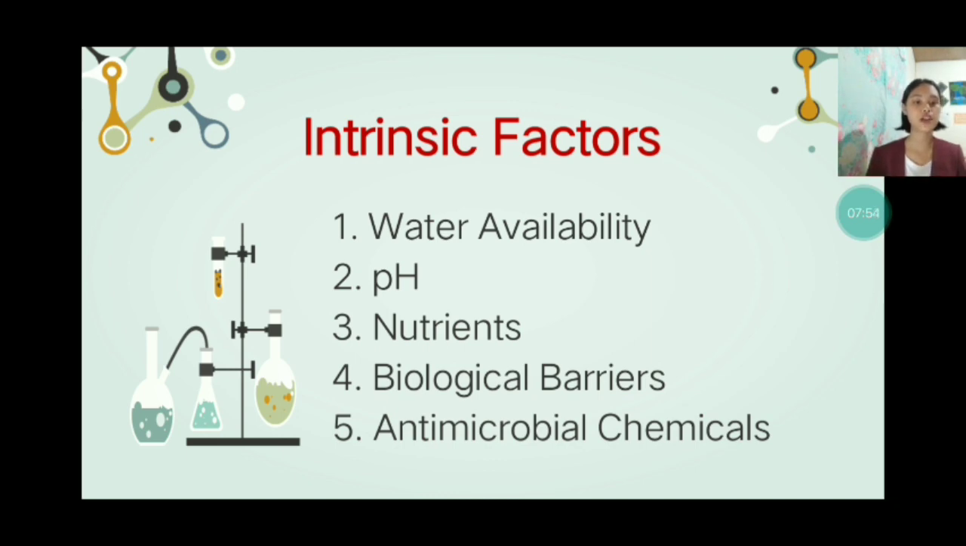The third intrinsic factor is nutrients. Nutrients present in the food determine the kinds of organisms that can grow in it. An organism requiring a particular vitamin cannot grow in a food lacking that vitamin. A microbe capable of synthesizing that vitamin, however, can grow if other conditions are favorable. Members of the genus Pseudomonas often spoil foods because they can synthesize essential nutrients and can multiply in various environments, including refrigeration.